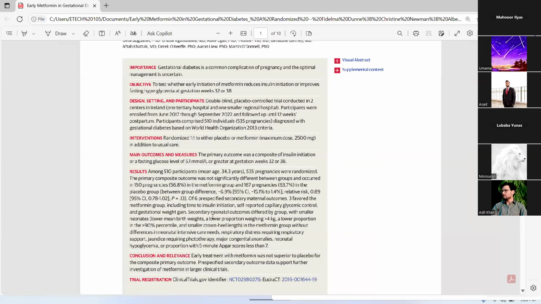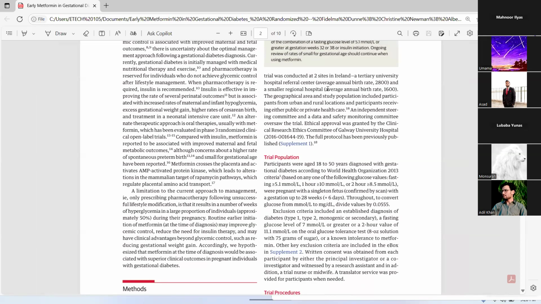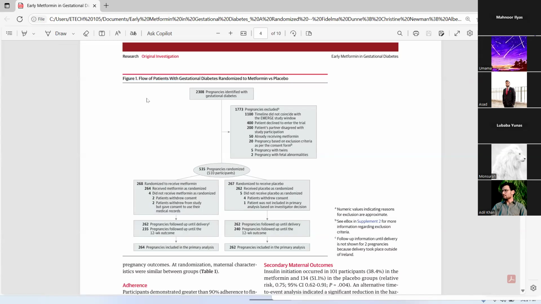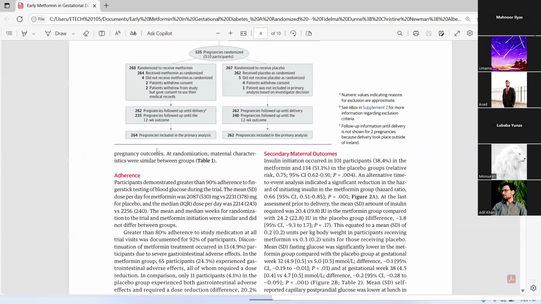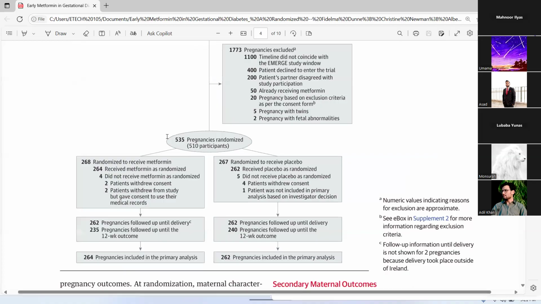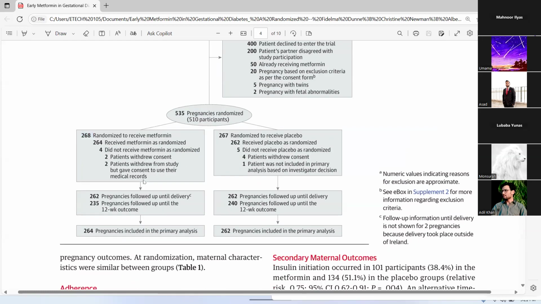Now, in order to directly know the intervention and control, you will come to this flow diagram. All these sections of RCTs will be covered clearly in our upcoming sessions. We can see from here that we got 535 pregnancies, like 535 patients with gestational diabetes, and 268 received metformin, and 267 received placebo. So it means my intervention is metformin and my control is placebo. The first therapy is always the intervention, and the second one is placebo.